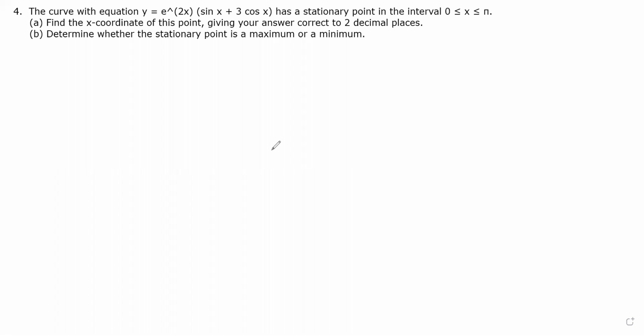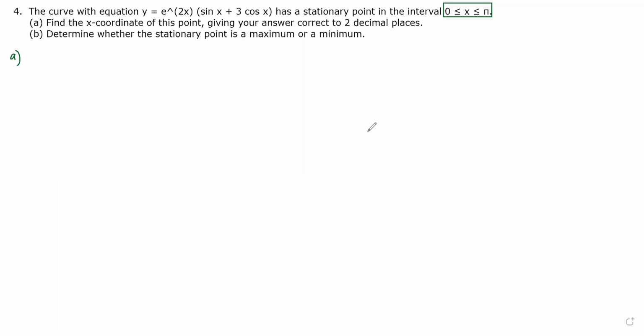We discussed question 4 for A-level Pure Mathematics 3, paper 3, May or June of year 2020. We are given a curve with equation y equals e to the 2x multiplied by sine x plus 3 cosine x. This curve has a stationary point in the interval from 0 to pi. Part A, we need to find the x coordinate of this stationary point correct to 2 decimal places.